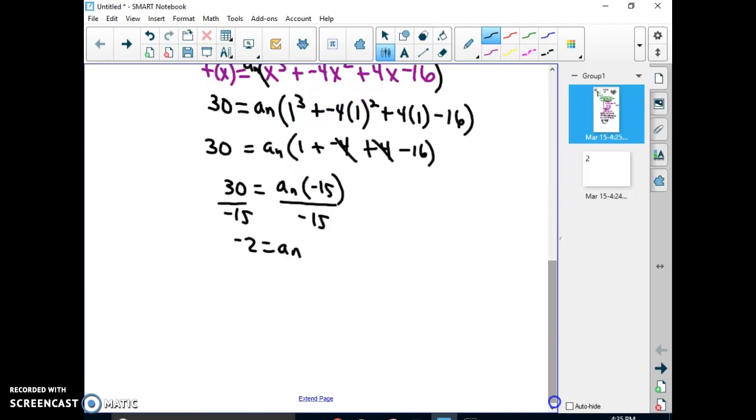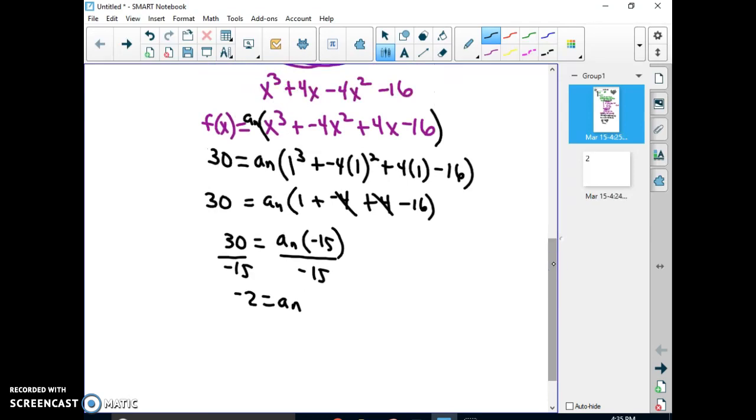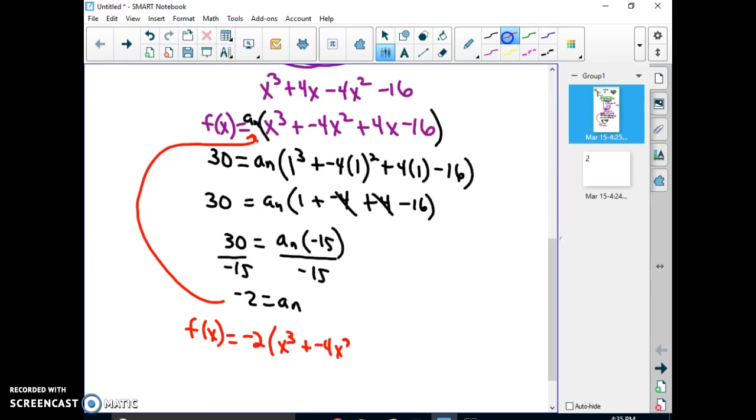So I'm going to go back up here, to this line right here, and I'm going to multiply everything here by negative 2. So f of x is going to be equal to negative 2 times x cubed plus negative 4x squared plus 4x minus 16. Distributing my negative 2 through becomes negative 2x cubed plus 8x squared minus 8x plus 32.